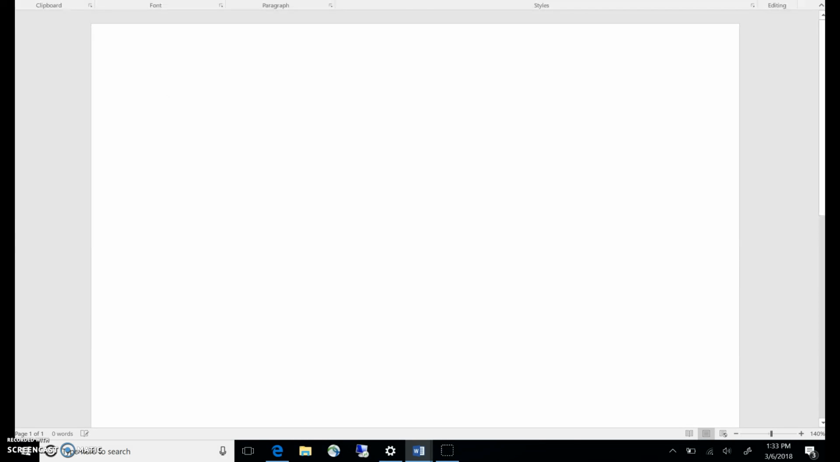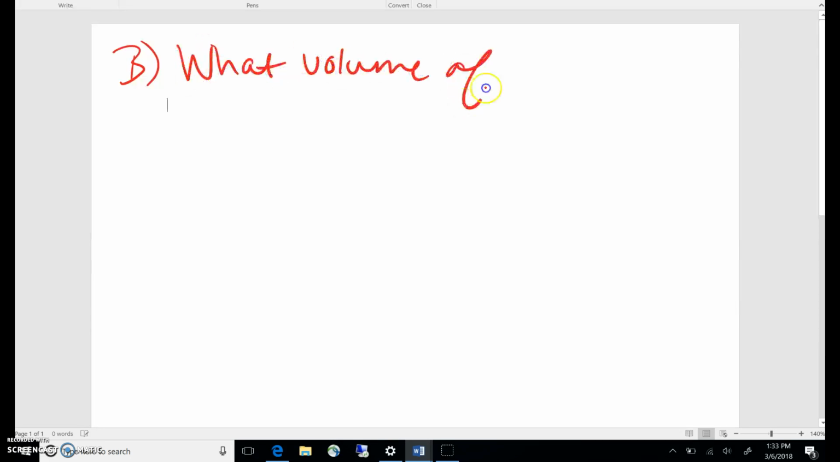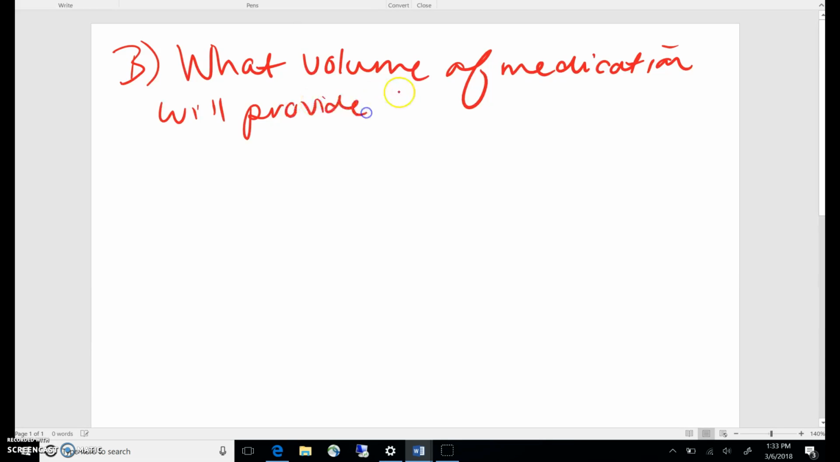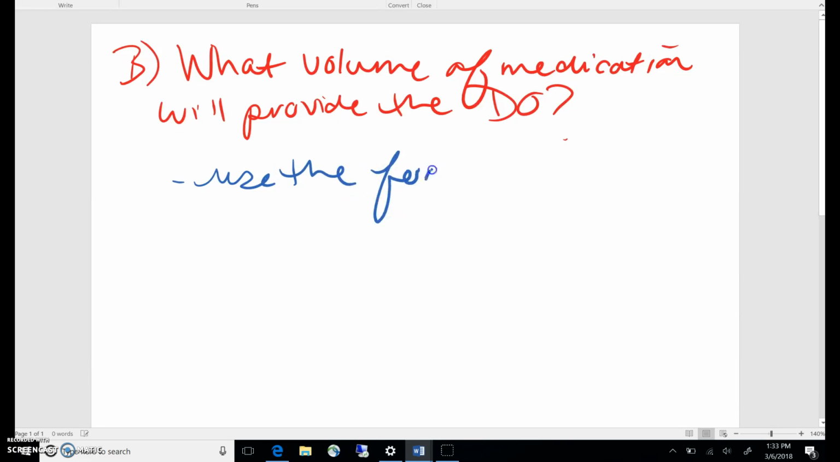All right, so C, or B, let me say. Let's go to B. They want to know what volume of medication will provide the calculated dose ordered. So in order to calculate that, you have to use the formula method, where you take dose ordered over dose available times the quantity.